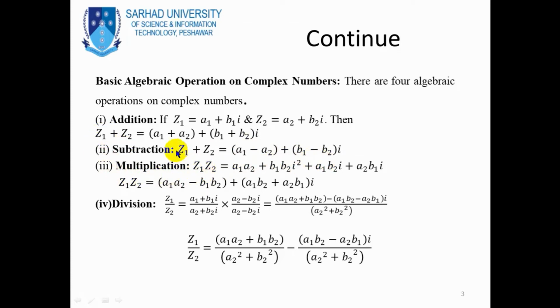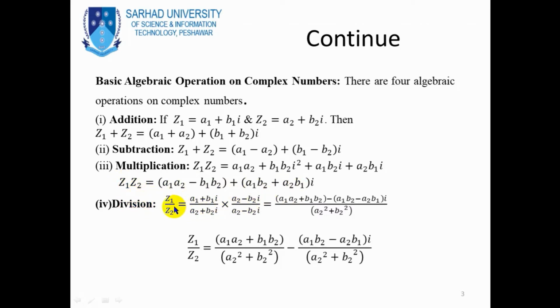Similarly, for the multiplication of two complex numbers z1 and z2, we can write z1 dot z2 after multiplication: a1 into a2 plus b1 into b2 iota square plus a1 b2 iota plus a2 b1 iota. We know that iota square is equal to minus 1, so this part will be the real part. So a1 a2 minus b1 b2 plus (a1 b2 plus a2 b1) into iota. This is the real part and this is the imaginary part of z1 dot z2.